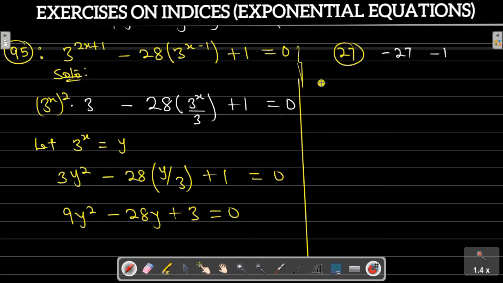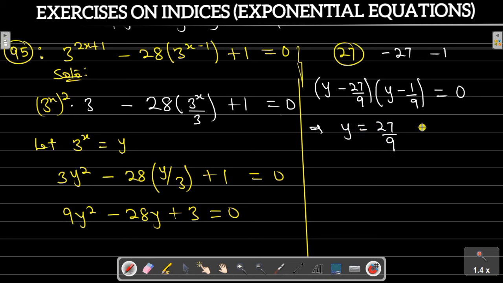Okay, so in that case, we open our bracket, bring in our y, then put in minus 27. Since the coefficient of y is not 1, you divide by that, which is 9. Then open another one, put y minus 1, then divide by that coefficient also, which is 9. And everything is 0. So our y now is equal to 27 over 9, which is actually 3, or 1 over 9.